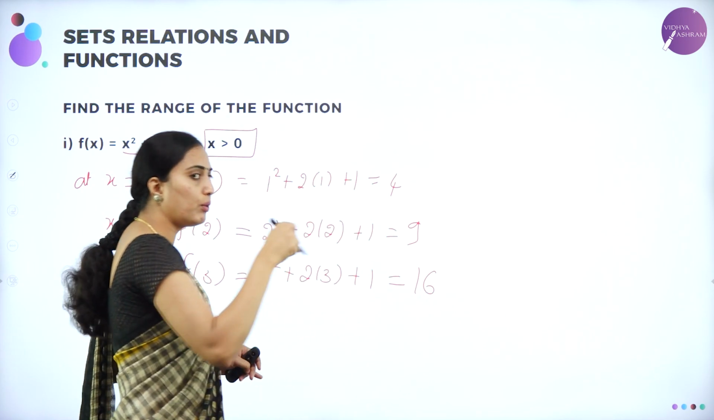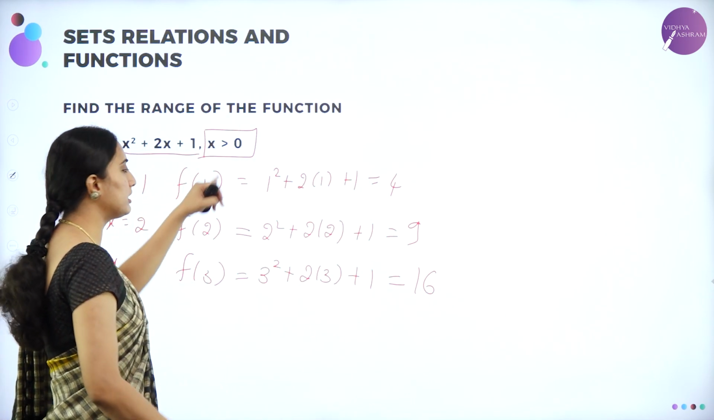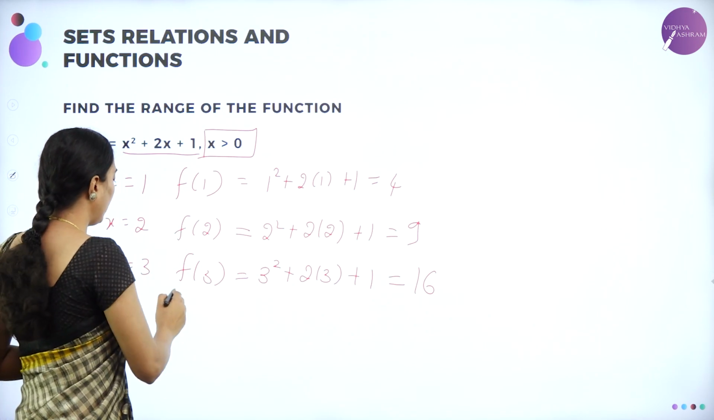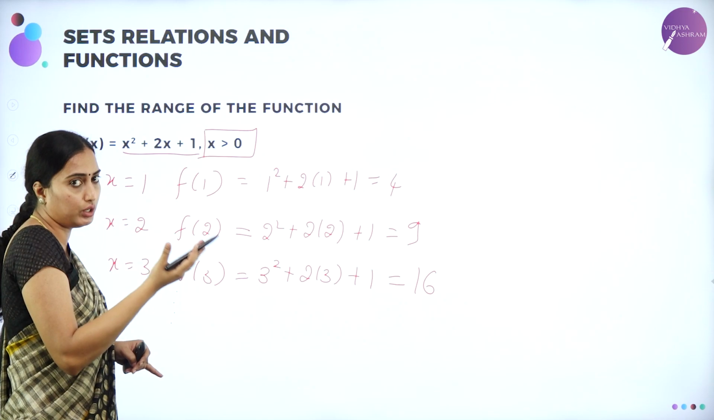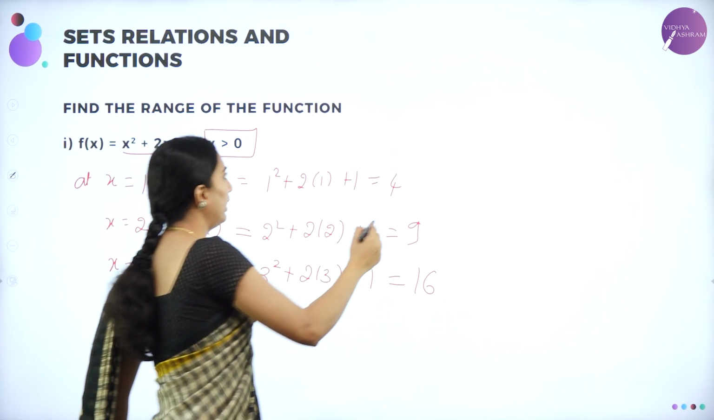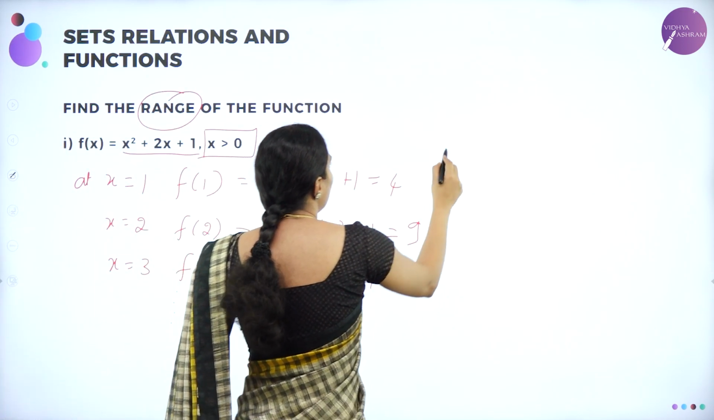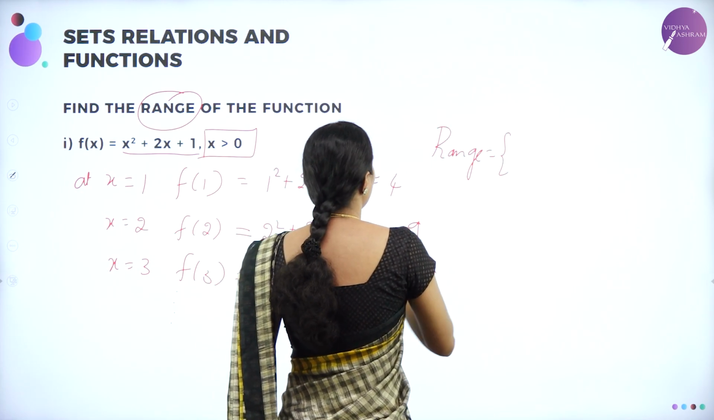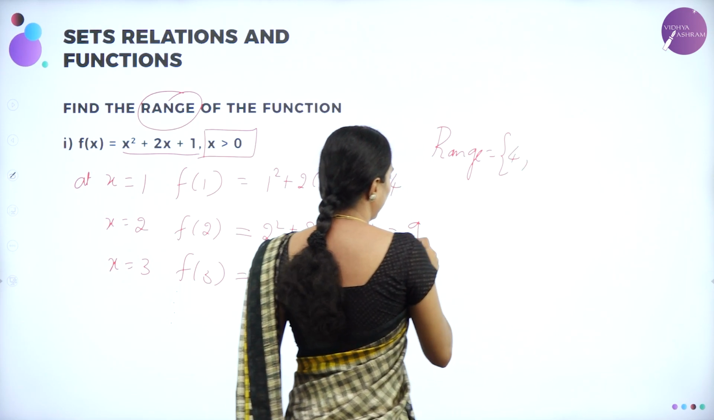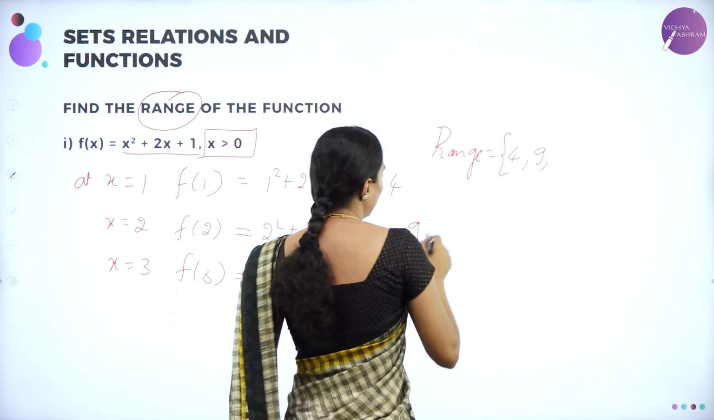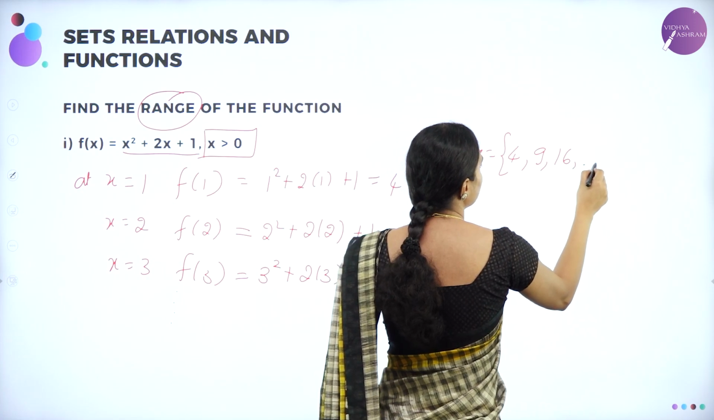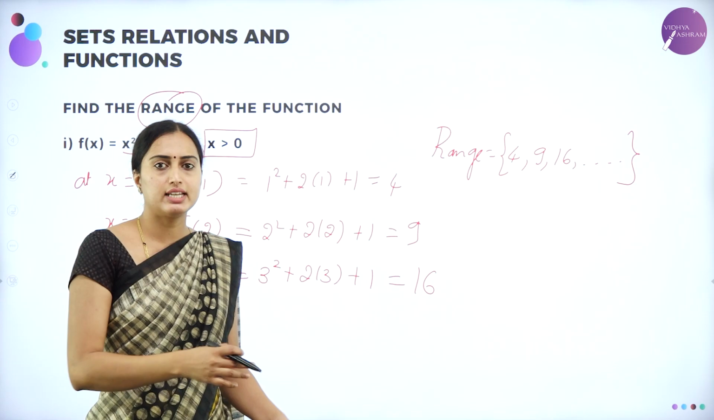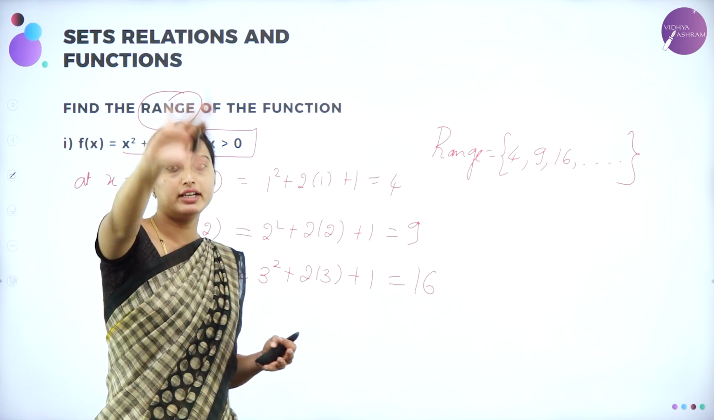So it will continue up to where? x greater than 0, up to an infinite number of terms. All the infinite number of terms we cannot write. So what are we going to write? You are going to write what they have asked, the range. So range is equal to 4, 9, 16, etc. That means etc. means you are going to have an infinite number of elements.